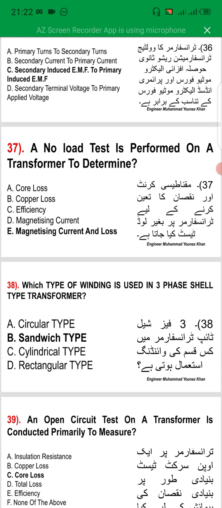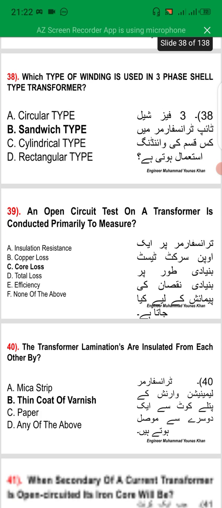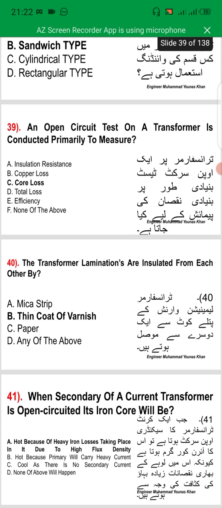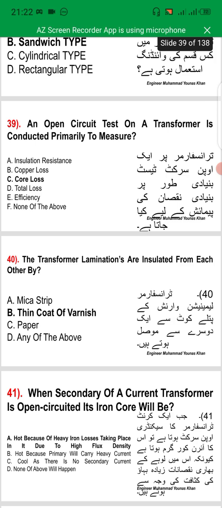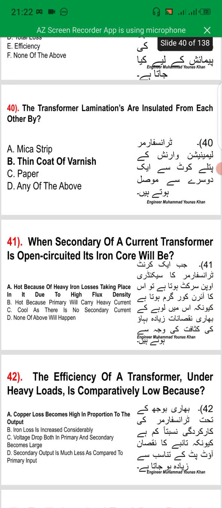Which type of winding is used in a three-phase shell type transformer? Sandwich type. An open circuit test on a transformer is conducted primarily to measure core loss. The transformer laminations are insulated from each other by a thin coat of varnish. When the secondary of a current transformer is open circuited, its iron core will be hot because of heavy iron losses taking place in it due to high flux density.